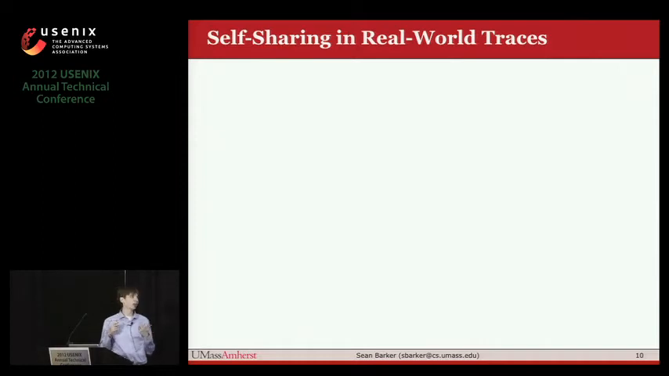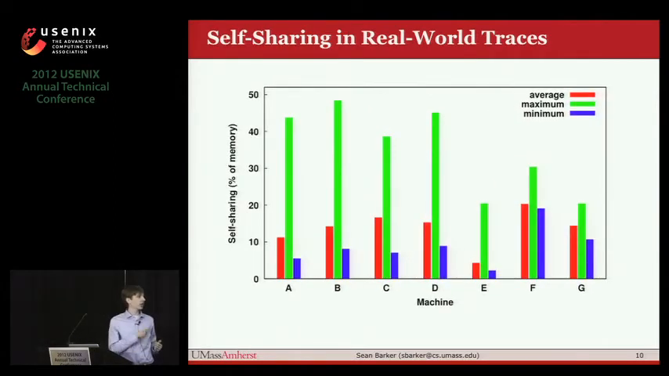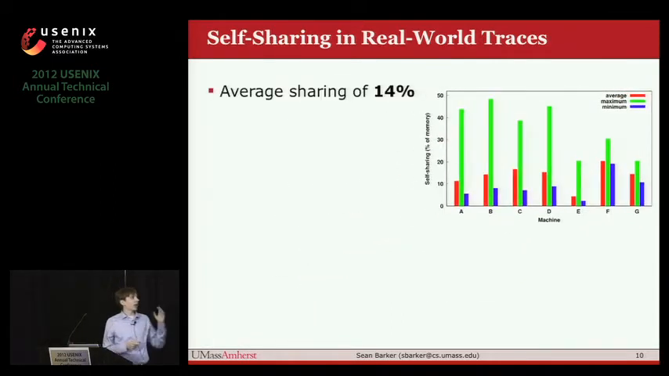So first, let's look at the amount of self-sharing we see in some of our traces. This graph here shows a sampling of 7 of our machines along the x-axis. Along the y-axis, we have the total percentage of self-sharing that's possible over a week-long period. We have the average, the maximum, and the minimum we observed at any snapshot during that week-long period. So what are we seeing here? Well, one thing we're seeing is an average level of self-sharing of about 14% across these machines. Now, this is not huge, but it's certainly significant.